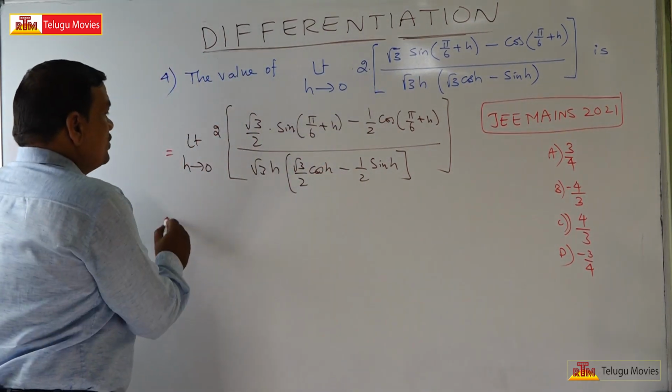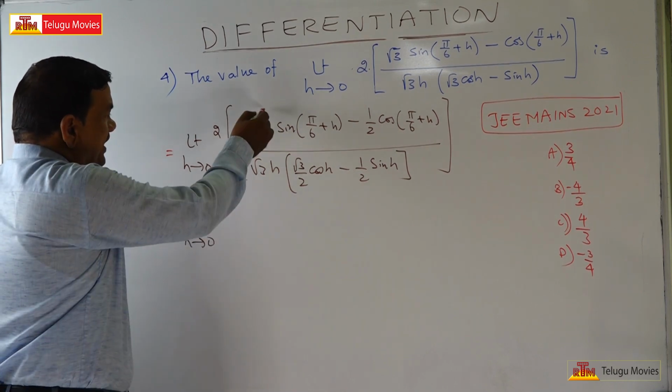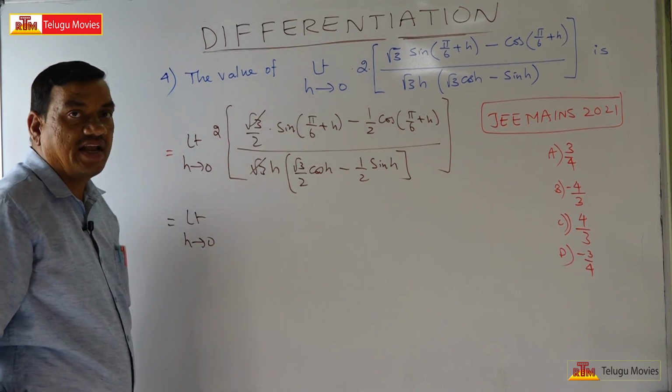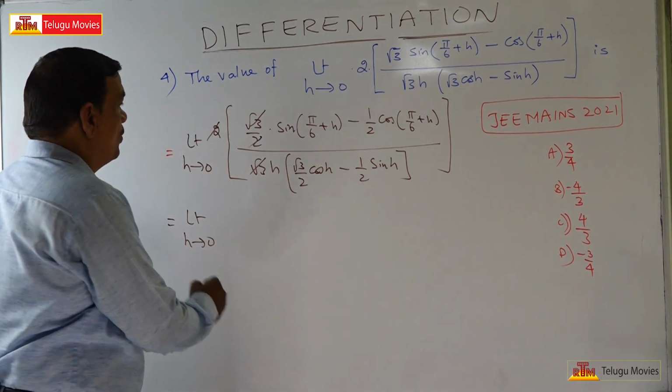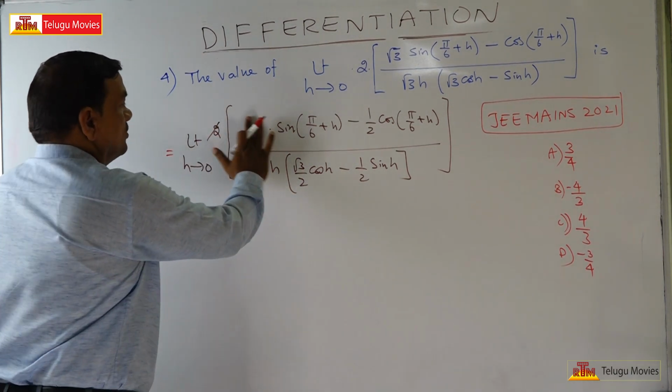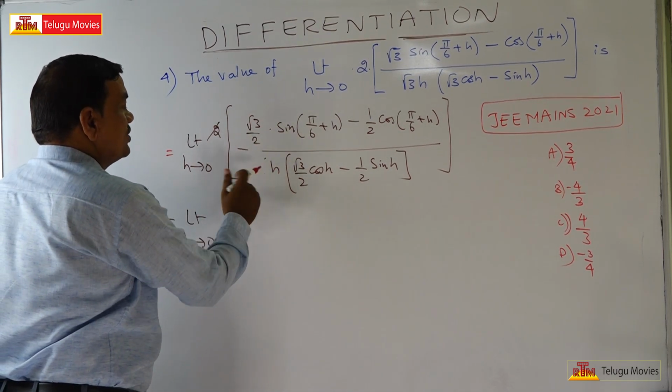Now our next step is limit h tends to 0. Here you can cancel root 3, you can cancel 2 also. Sorry, I am wrong. So root 3 by 2, it is not for cancellation we wrote.